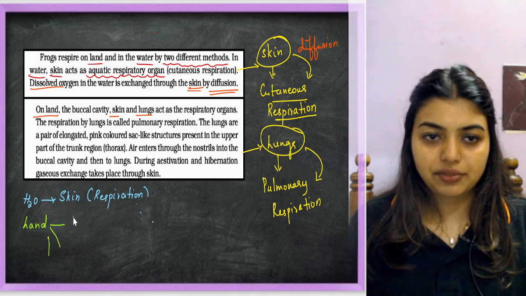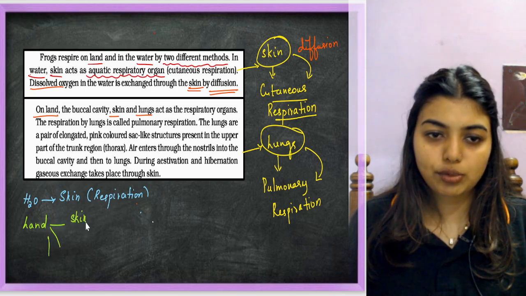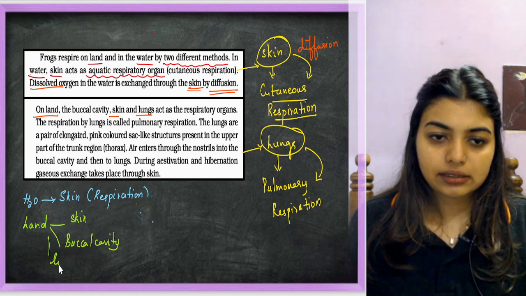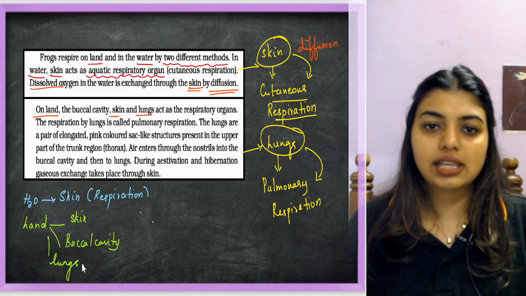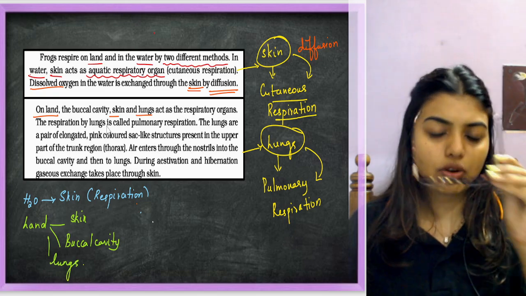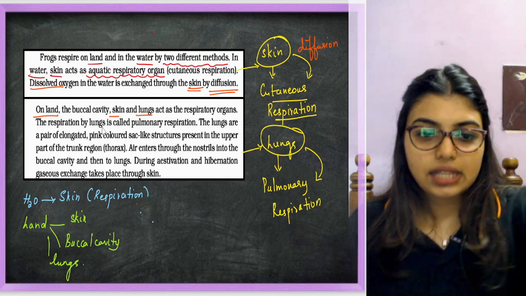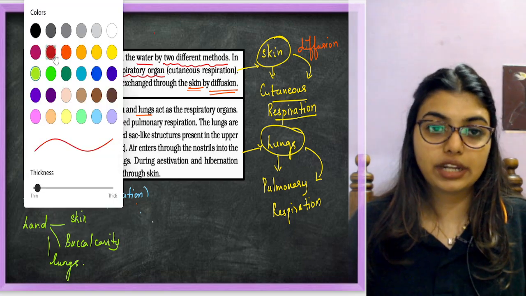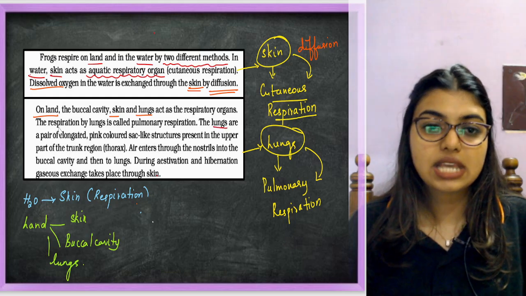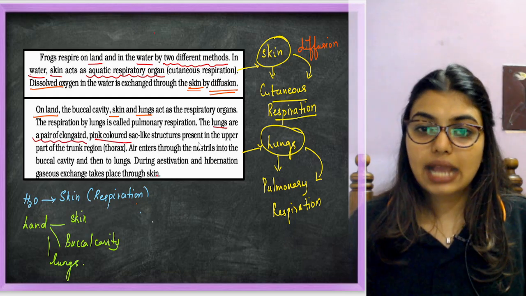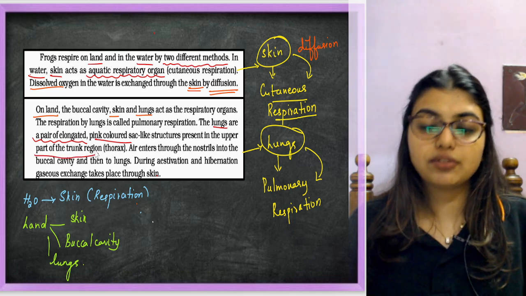Different organs are helping. First, the skin is going to do that job also, then the buccal cavity and lungs. In that, look here, the respiration by lungs is called pulmonary respiration. The lungs are a pair of elongated, pink colored, sac-like structures present in the upper part of the trunk region.